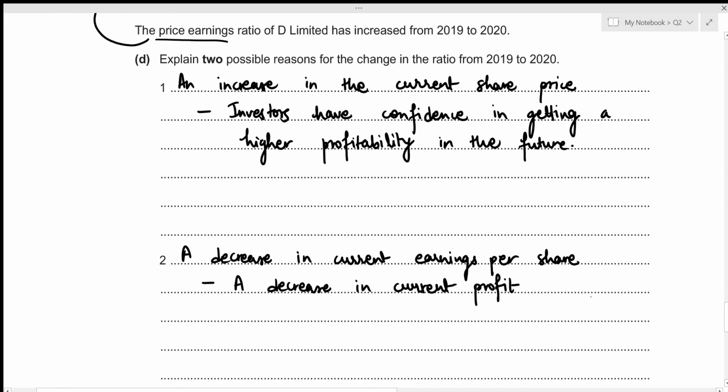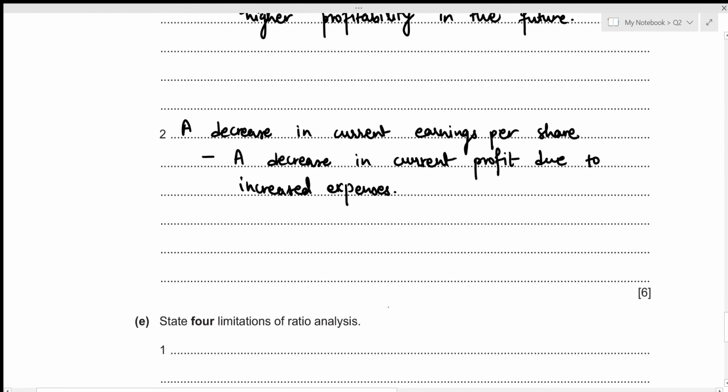And we know that the profit decreases if there is higher expenses. So let's write it down as well. Due to increased expenses. Alright, so this concludes the fourth part of this question. Now we can move to the fifth one.